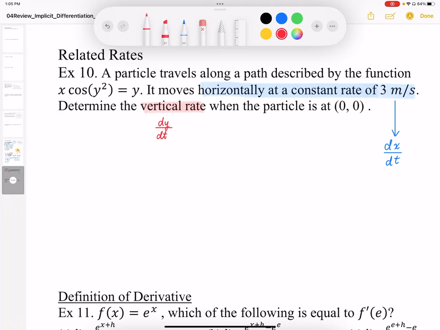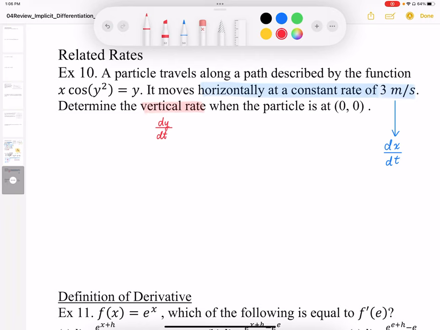So first of all, this xy equation is an implicit function that only describes the path. The rate comes into play here at 3 meters per second. That is a dx by dt. So whenever we introduce t into here, we need to recall that this is a related rate problem and we need to differentiate with respect to time. Okay, so this is going to be an implicit function which I'm going to differentiate with respect to time.